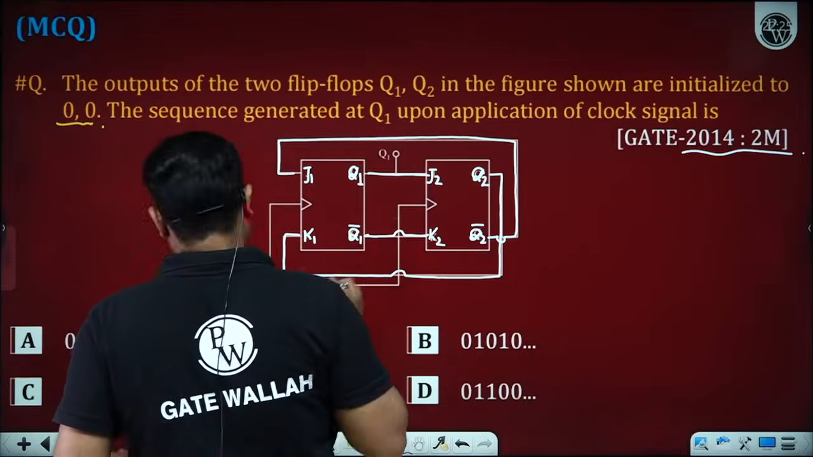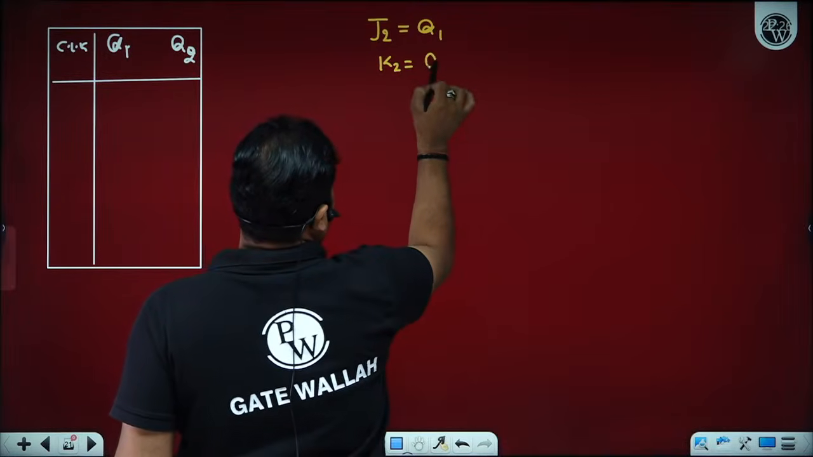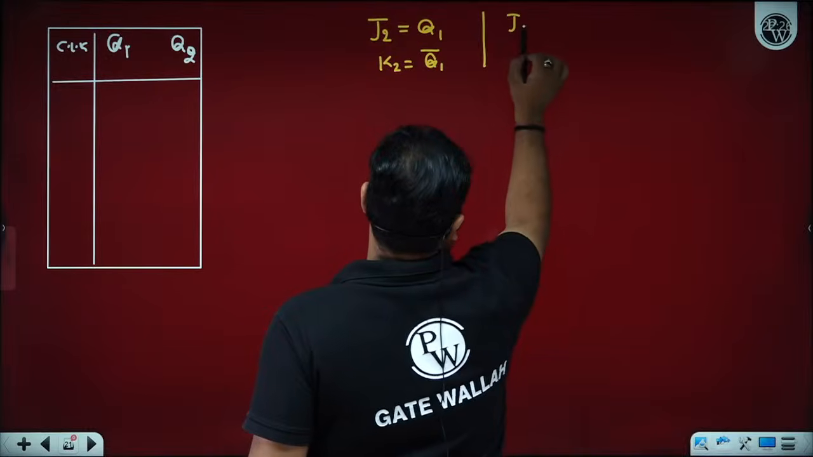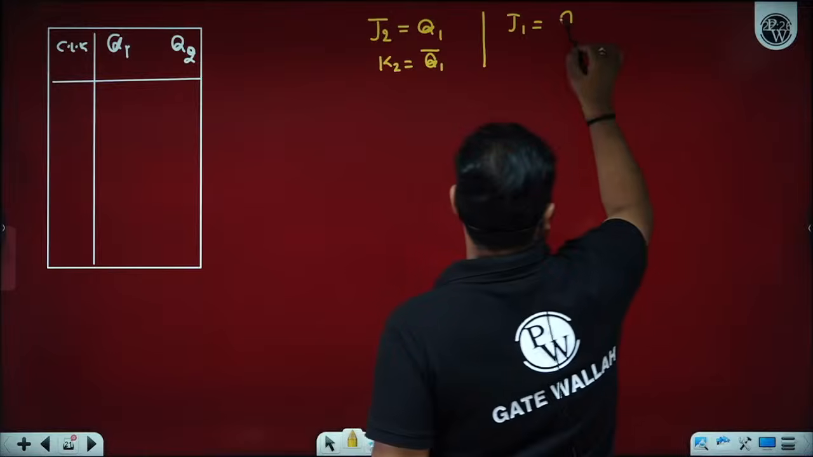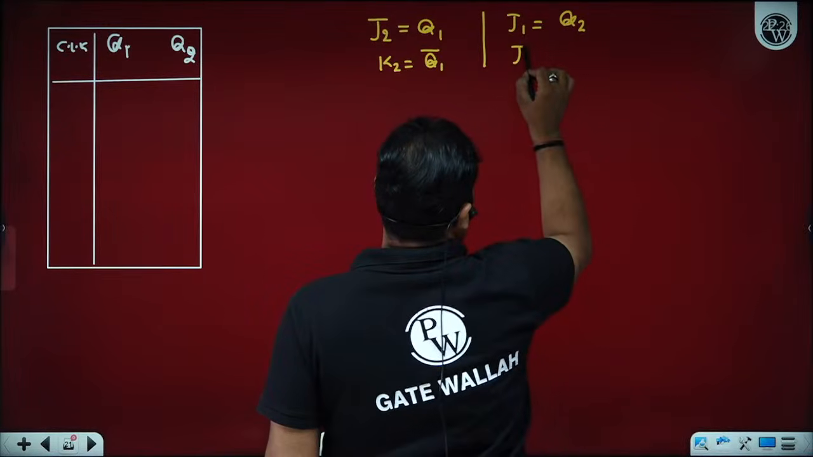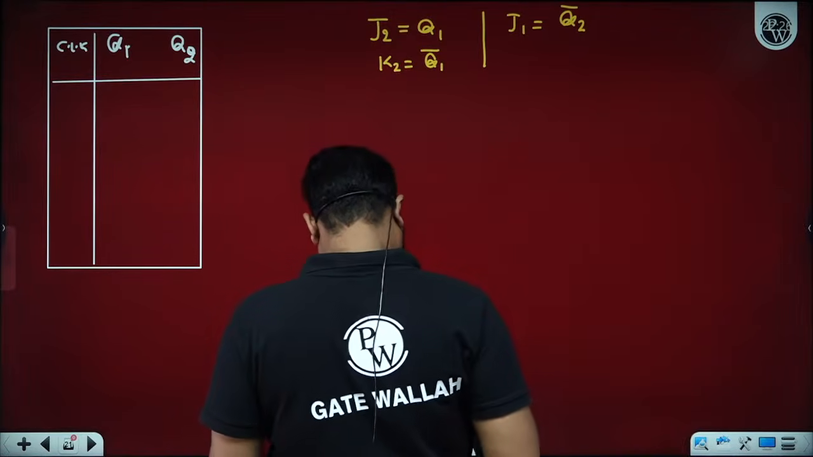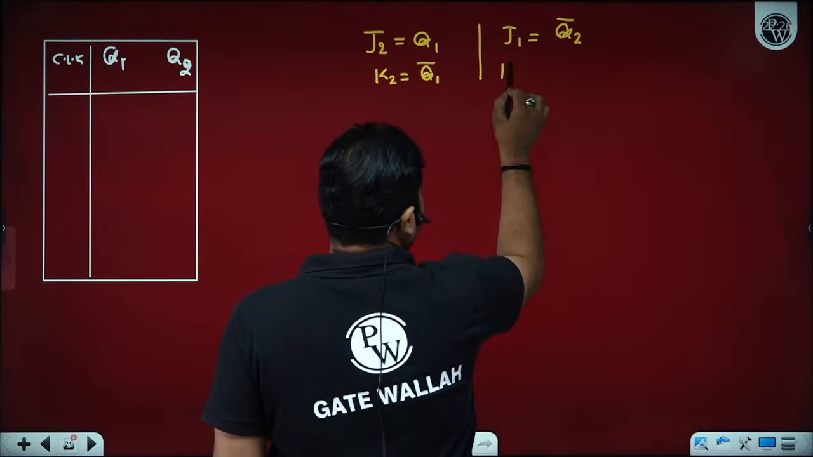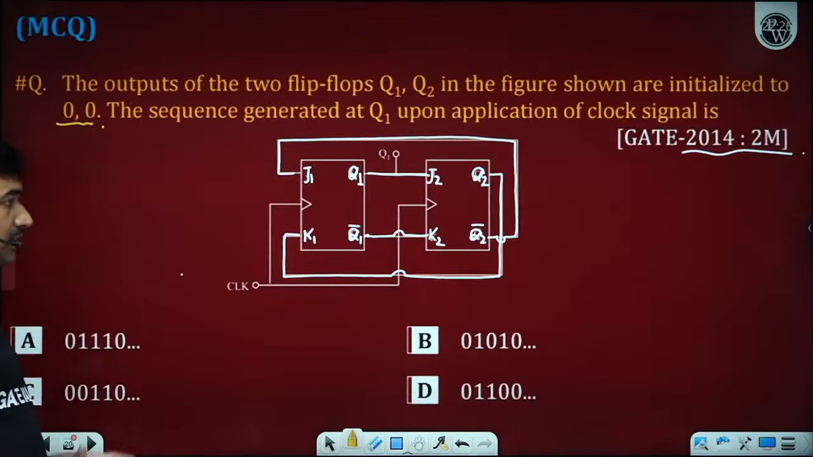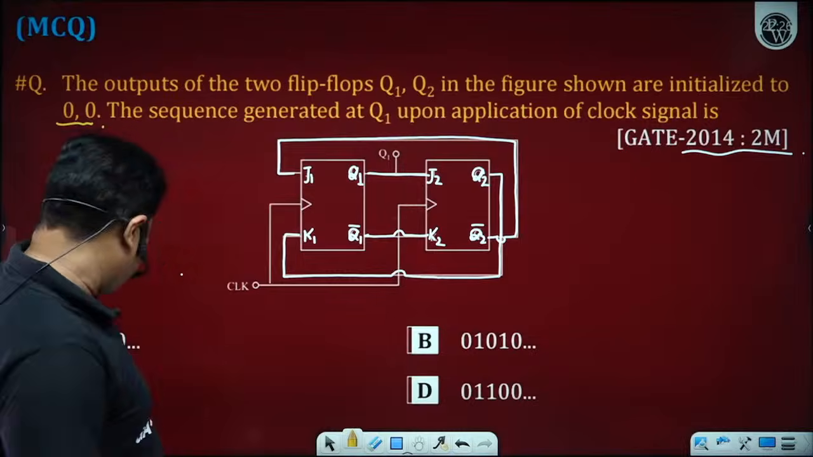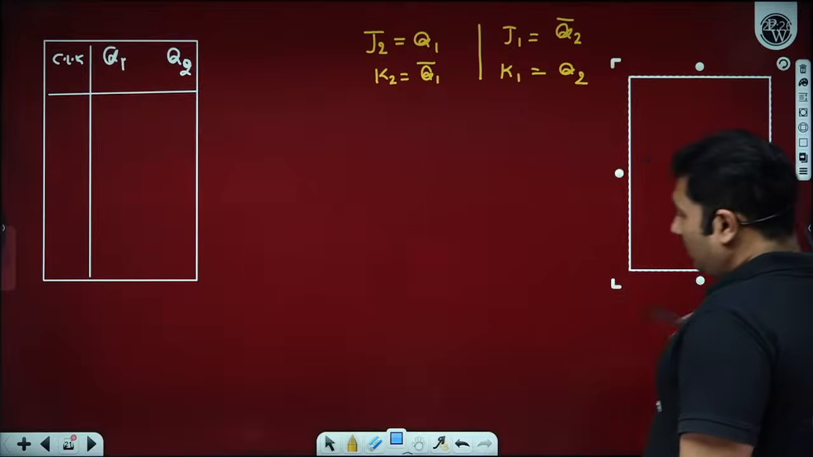J2 is Q1. J2 is same as Q1. K2 is Q1 complement. J1 is Q2, and K1 is Q2 complement. Is it okay? That is what we are getting as the input to the flip-flop from the circuit. Before applying the clock pulse, first find the input to the flip-flop, then apply the clock pulse and follow the truth table.